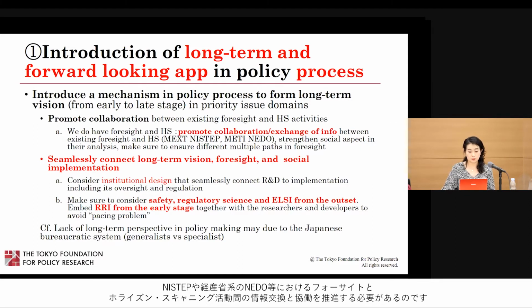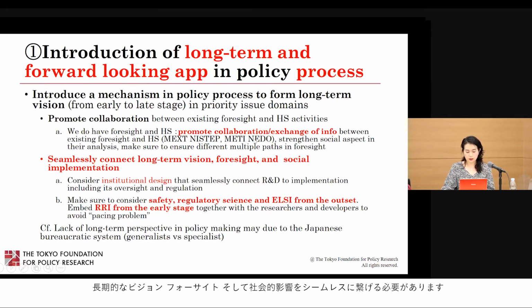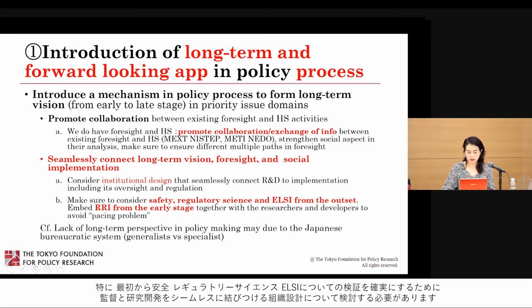We need to promote collaboration and exchange of information between existing foresight and horizon scanning activities, like that of the NISTEP or the NEDO at METI. We also need to seamlessly connect long-term vision, foresight, and social implication. Particularly, we need to consider institutional design that seamlessly connects research and development to implementation, including the oversight and regulation, in order to make sure to consider safety, regulatory science, and ELSI from the outset.